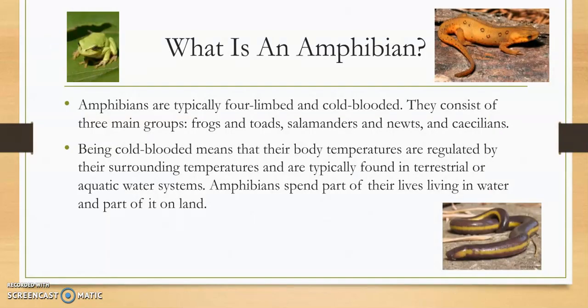What is an amphibian? Amphibians are typically four-limbed and cold-blooded. They consist of three main groups: frogs and toads, salamanders and newts, and caecilians. Being cold-blooded means that their body temperatures are regulated by their surrounding temperatures and are typically found in terrestrial or aquatic water systems. Amphibians spend part of their lives living in water and part of it living on land.